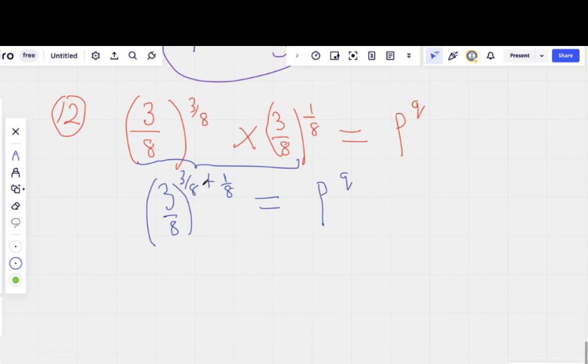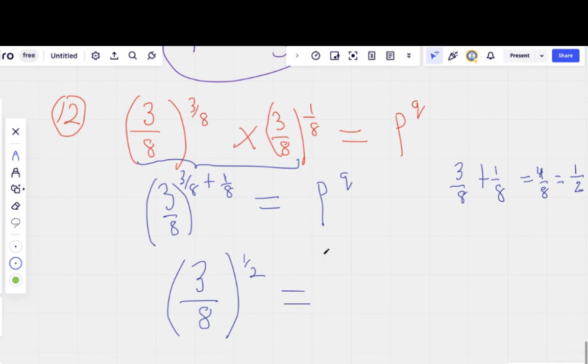Now, we will do this simple 3 over 8 plus 1 over 8. That would be 4 over 8, right? This will be 4 over 8. And 4 over 8 is 1 over 2. So we have here 3 over 8 to the power of 1 over 2, we close the bracket, to the power of 1 over 2.